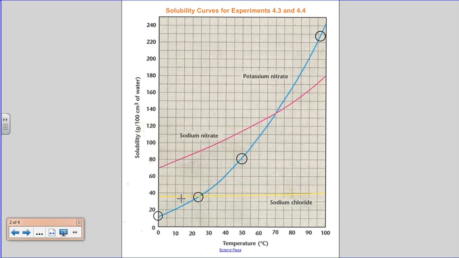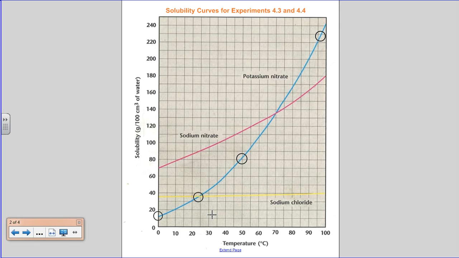So you note that at temperatures below room temperature, sodium chloride dissolves better in water than potassium nitrate. At room temperature, their solubilities are really quite similar. The yellow and blue lines intersect around room temperature. At temperatures higher than room temperature, potassium nitrate is much more soluble than sodium chloride.